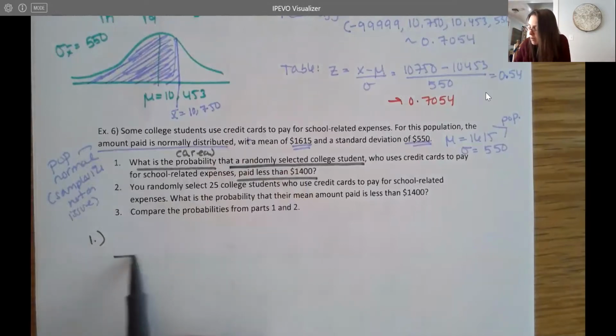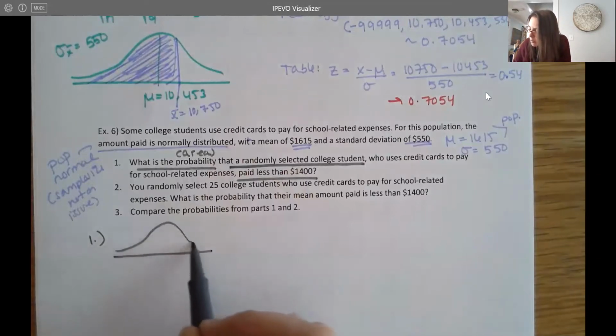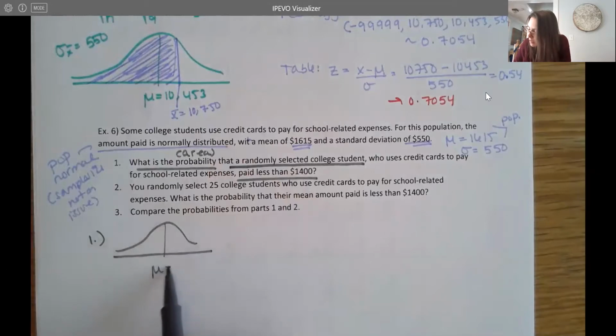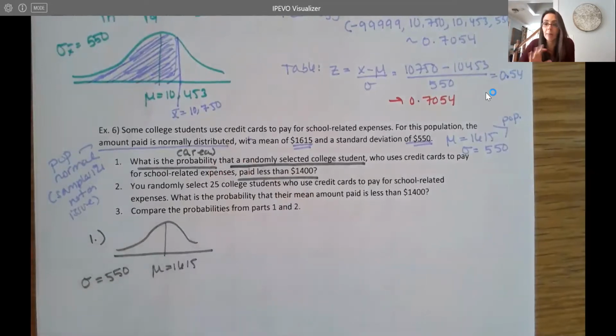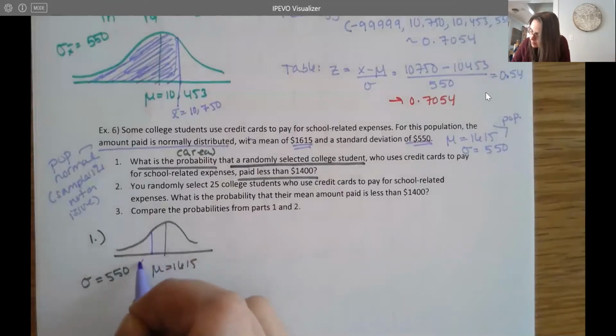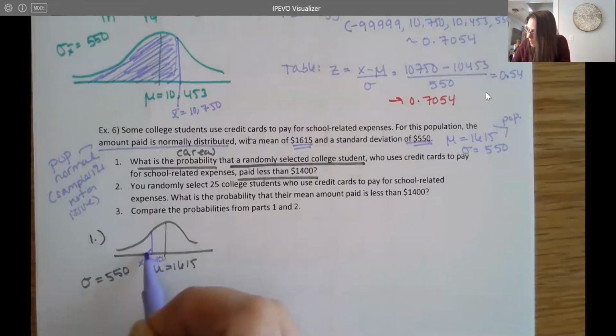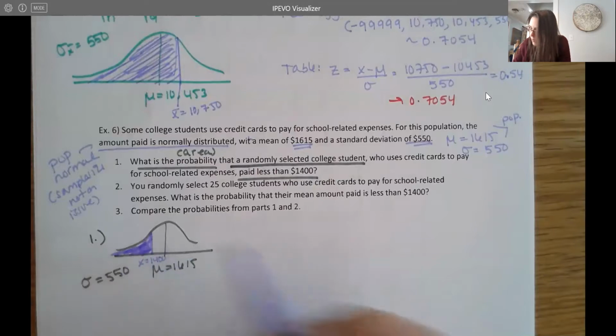So I'm going to draw my graph first. Okay, so my mean is 1615, and my standard deviation stays the 550 here because I'm not doing a sample. I'm not changing the standard deviation. It's a regular problem, and I want a cutoff value of 1400. So that's probably around right here. And I want less than. So I want to find this area right here.